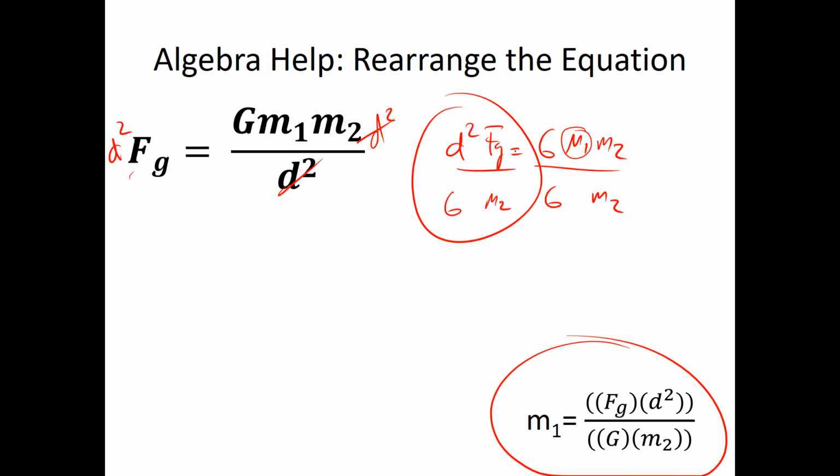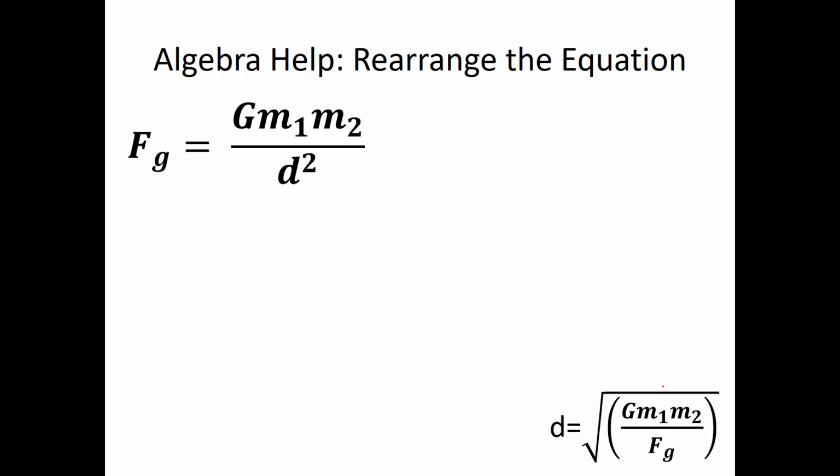And take a look. Once you get all that done, these cancel out, and m1 equals, right down here, I just rewrote the Fg in front, Fg times d squared over capital G times m2, the second mass. And really, really watch out. This is the equation where most mistakes will be made. Extra parentheses, keeping the denominator together.